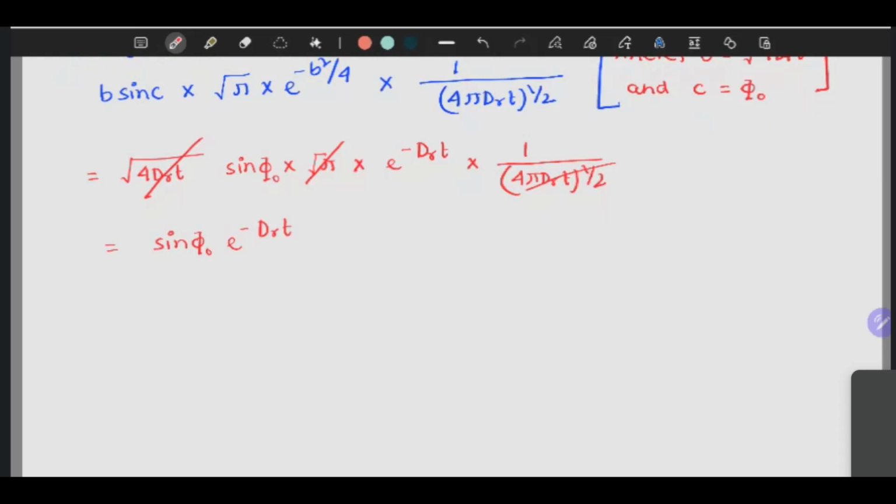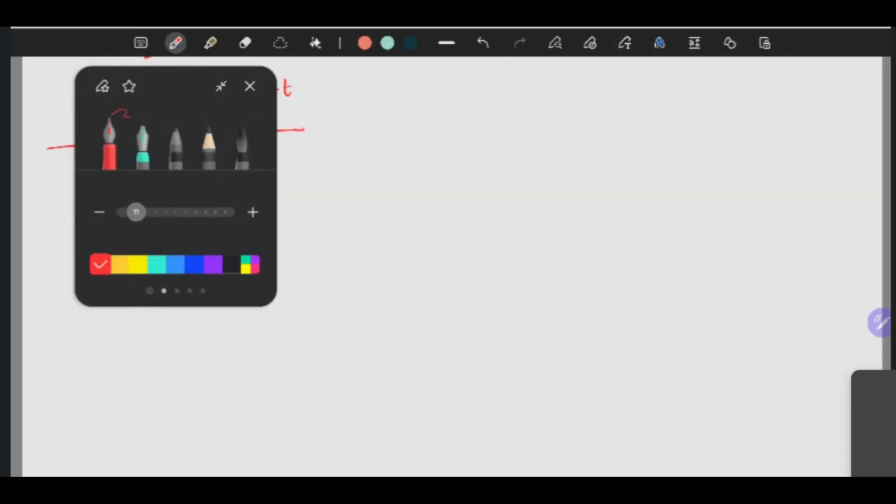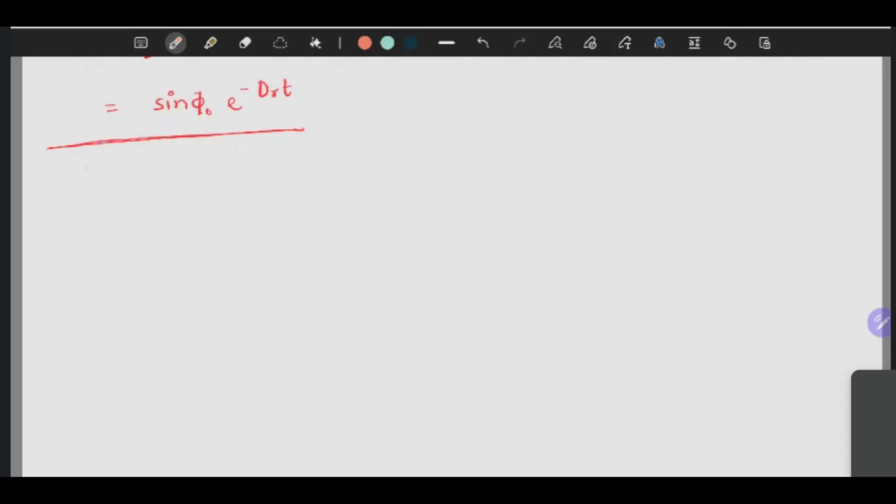Okay, so basically let's summarize what we have got so far. We have got average of cos phi giving you cos phi naught e to the power minus drt, and average of sin phi is giving you sin phi naught e to the power minus drt. Okay, so now we got this. Now we should write the autocorrelation function.